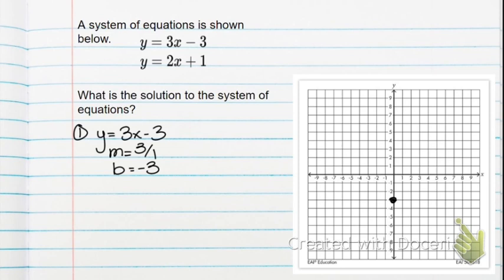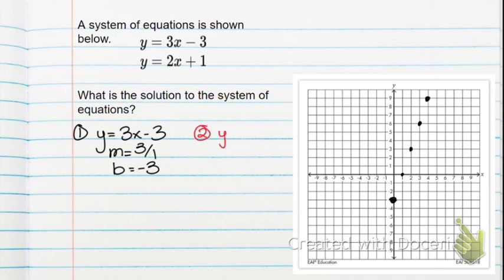So from that point, I'm going to use my slope to get to my next point. Because it was a positive 3, I go up 3 lines, over 1 line. I'm going to do that just like we said before until I run out of graph. So I count up 3 lines, over 1 line, up 3 lines, over 1, because my rise was 3. Now I'm out of graph, so I'm going to stop there. Now from that point, I'm going to graph my second equation.